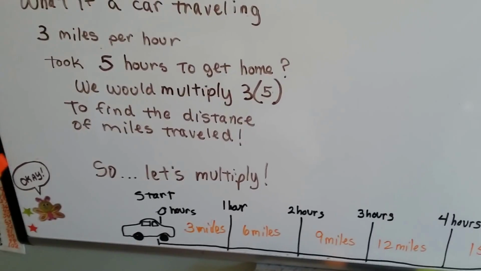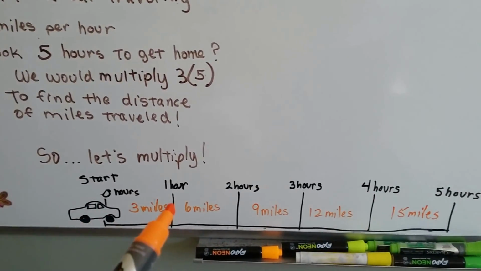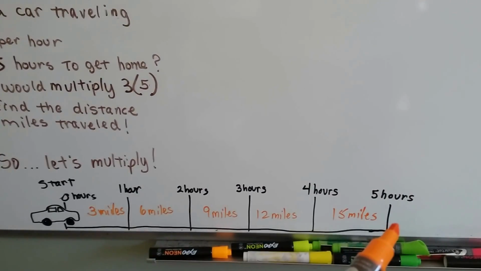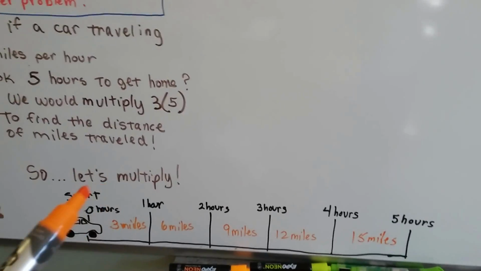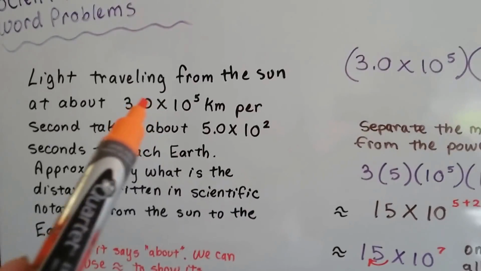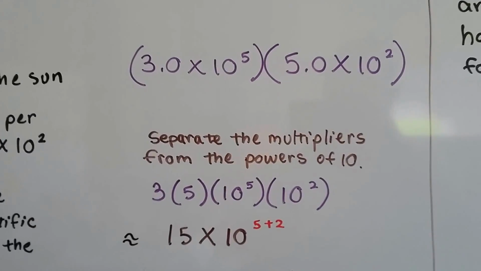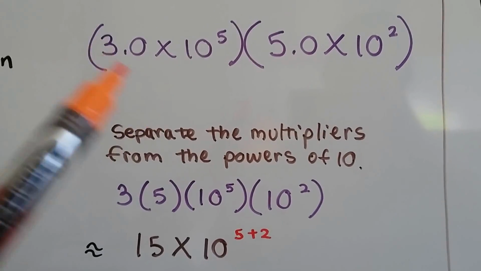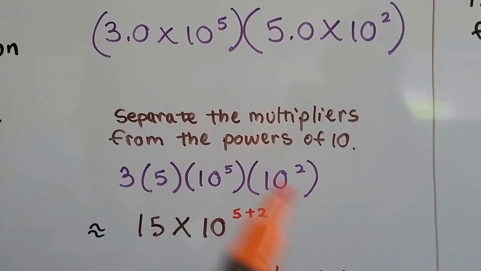So we're going to multiply our scientific notation. See, if we have a car and it's going 3 miles every hour, how many miles away did it go? It went 15 miles. It went 3 each hour for the 5 hours. So we're going to multiply, just like we did the 3 times 5, we're going to multiply this times this, okay? So what we do is we separate the multipliers from the powers of 10. So we're going to take the 3 and the 5 away and separate them from these powers of 10, okay?